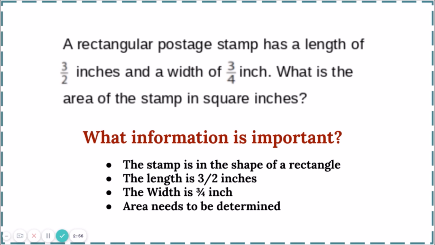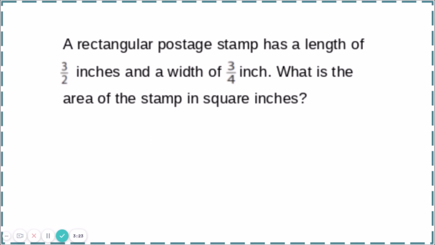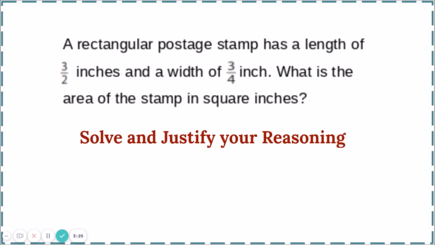Students may say that, well, I know it's important that we know that the stamp is in the shape of a rectangle, and that the measurements of that rectangle are that it has a length of 3/2 inches and a width of 3/4 of an inch. I know that that information is important because I need to find the area of my rectangle. And so those are the important key pieces of information that are going to help us continue to move through our problem. And this is going to help us solve and justify our reasoning.